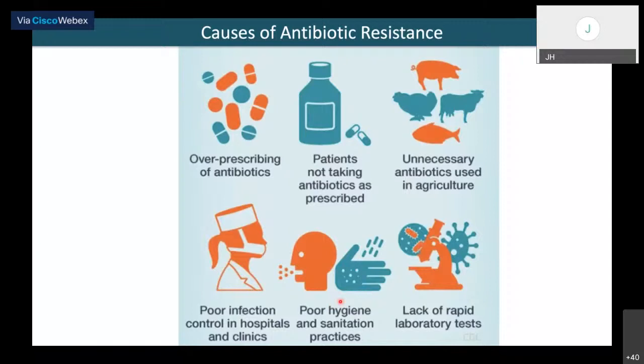And there are also hygiene and other sanitizing practices. And I hope COVID, this currently ongoing pandemic, has taught us how to take care of our hygiene and other things.